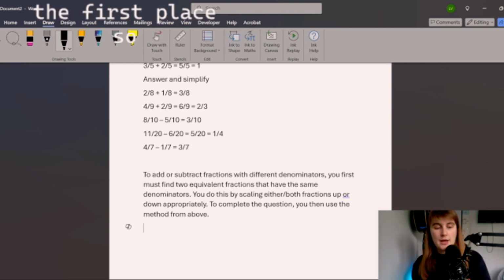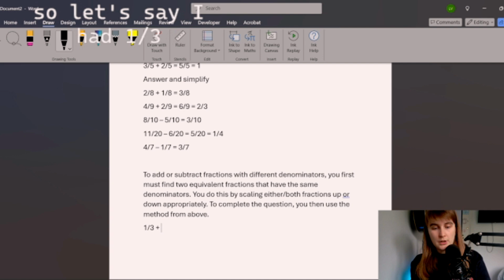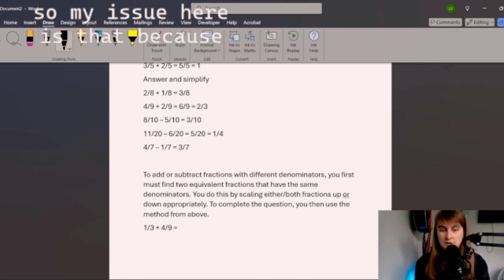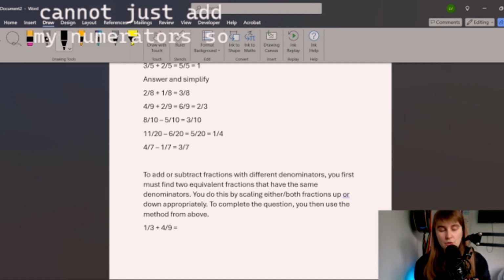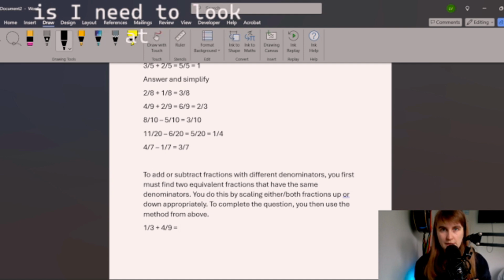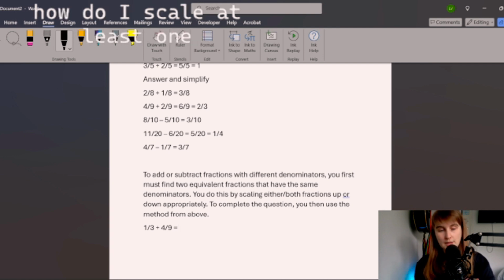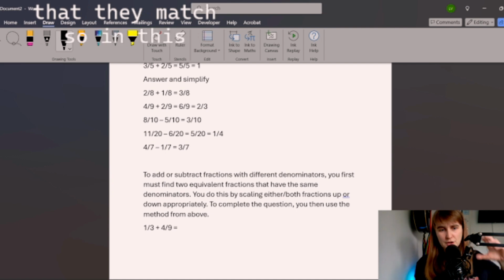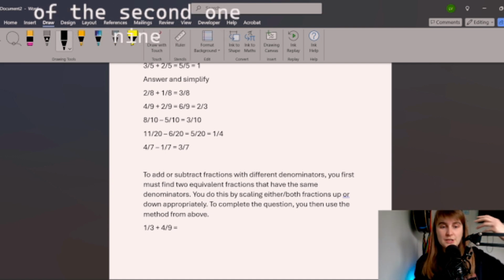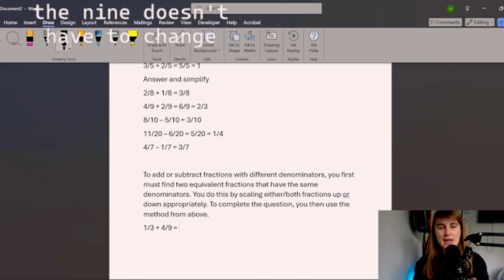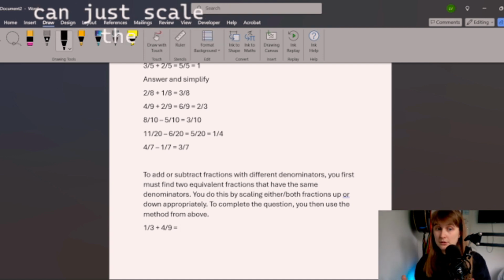So let's say I had 1/3 plus 4/9. My issue here is that because my denominators don't match, I cannot just add my numerators. So I need to look at the denominators and decide, how do I scale at least one of them up or down so that they match? In this case, the first denominator, 3, is actually a factor of the second one, 9, which means the 9 doesn't have to change. I can just scale the 3 up, okay?